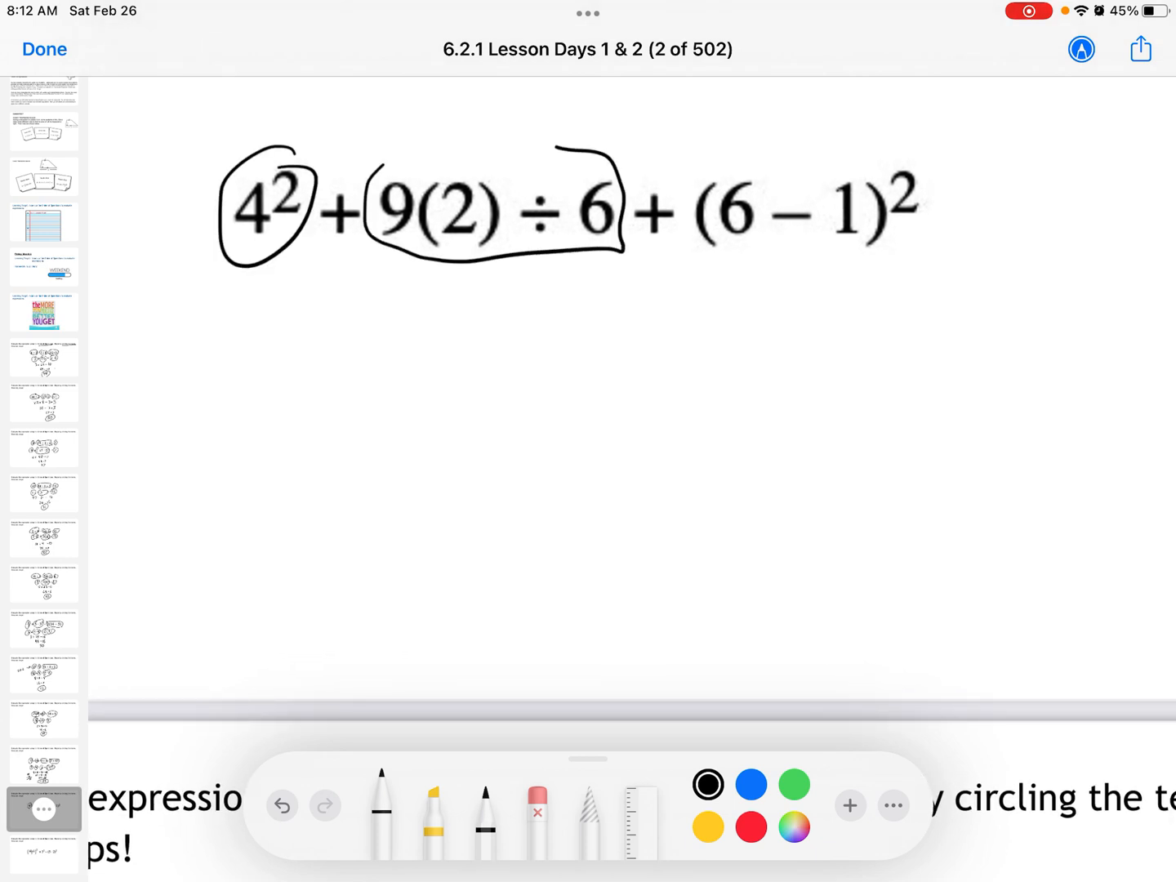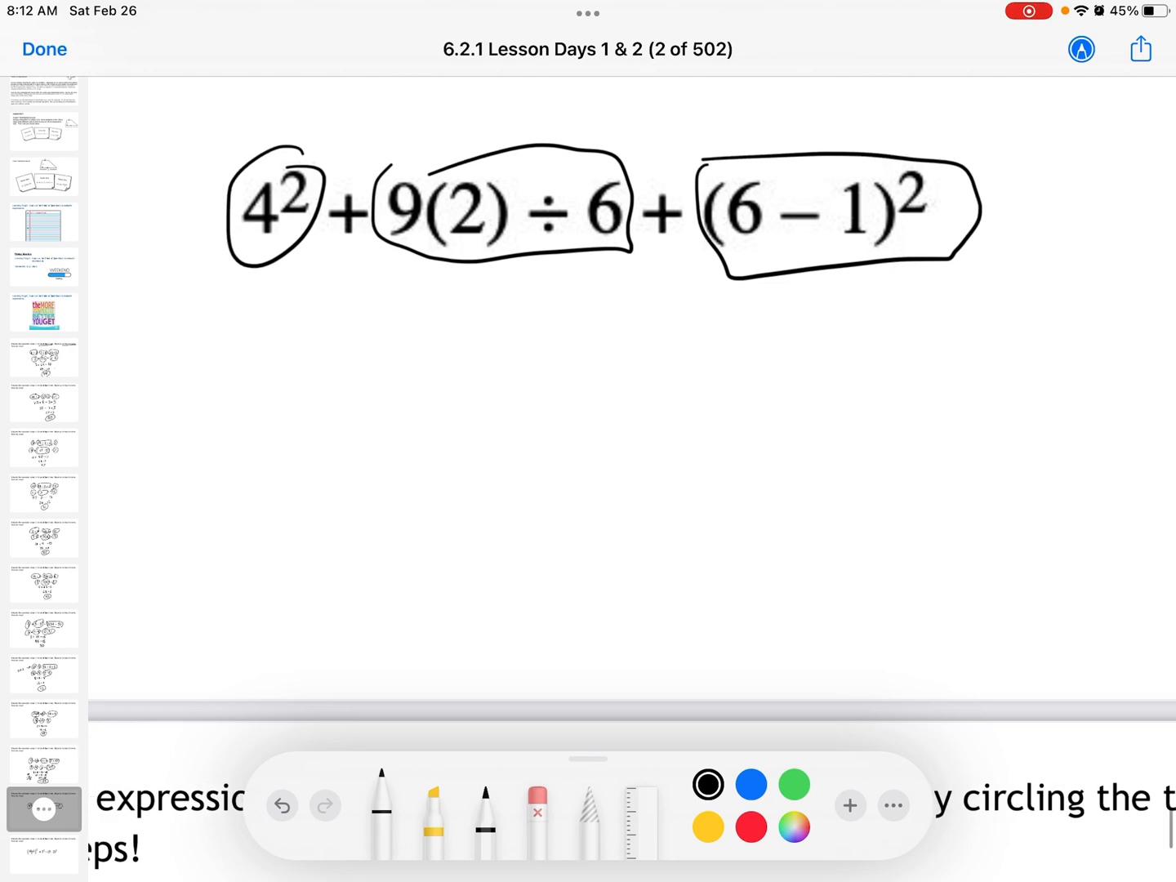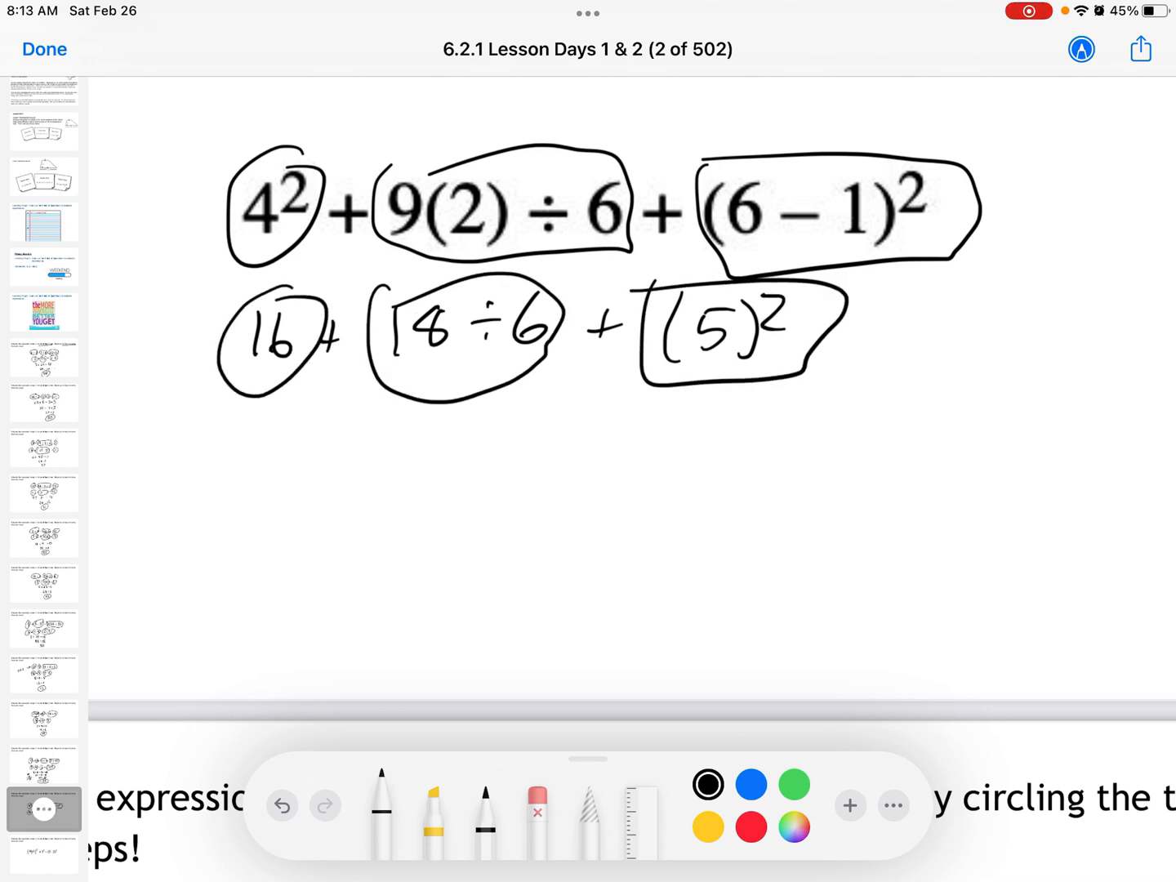1, 2, 3. 16 plus. Now we have 9 times 2 first, 18 divided by 6, plus, parentheses first, 5 squared. We still have 3 terms. 16 plus 3 plus 25. 16 plus 3 is 19. 19 plus 25 is 44.